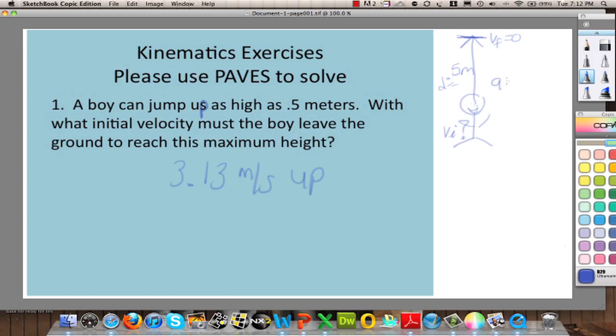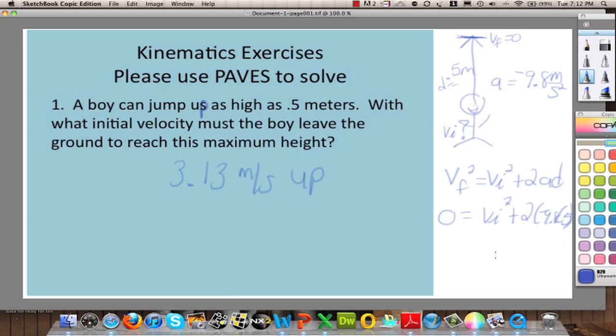I also am fortunate to know the acceleration of gravity. Anytime you're going vertically, you know what A is. That's acceleration of gravity. Okay? So we can write down an equation that has all these things in it, and it's really the only one without time. VF squared equals VI squared plus 2AD. So we plug in 0, VI we're looking for, VI squared plus 2, negative 9.8 times 0.5.